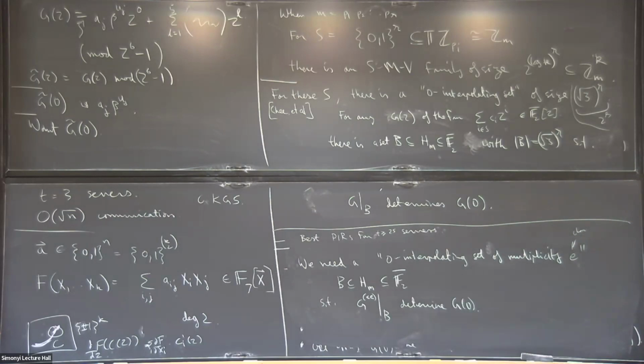Okay, so maybe I will try to wrap up. So, zero interpolating sets of multiplicity E. We prove, as a sort of black box statement, that whenever you have a zero interpolating set for some set S, then you get a higher order zero interpolating set down here.